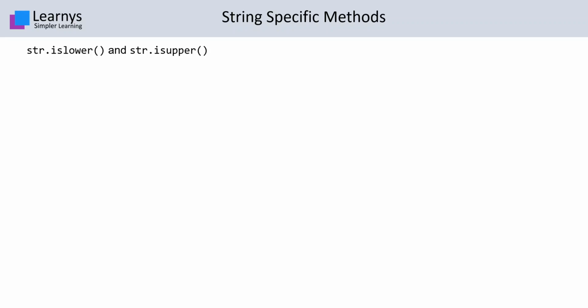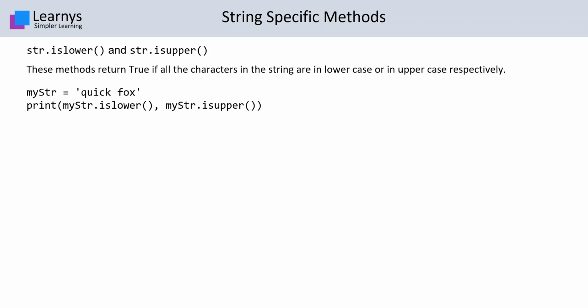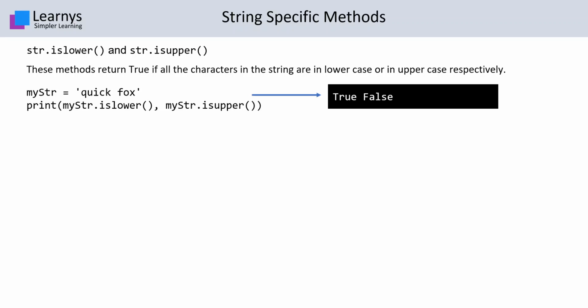Now let's talk about isLower and isUpper functions. These methods return a Boolean value true or false if all the characters in the string are in lowercase or in uppercase respectively. So since over here mystr has all the characters in lowercase, the first one, that is isLower, will return true and mystr.isUpper will return false.